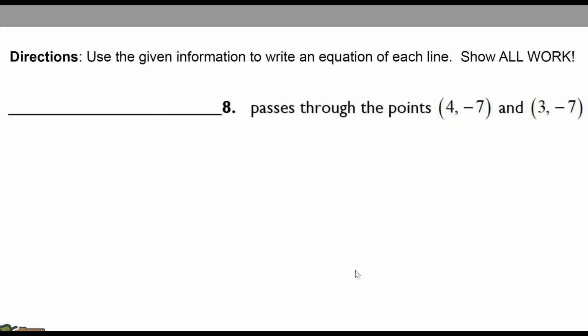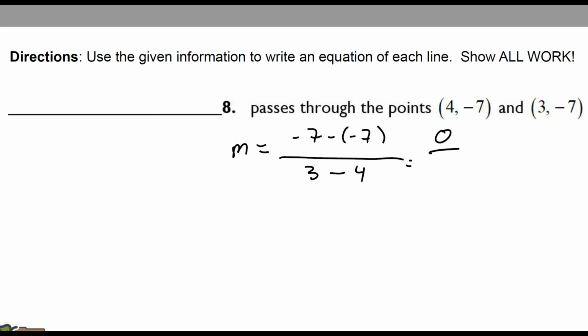One more, hopefully you're thinking about trying some of these on your own. Got to find the slope first. You'll notice that negative 7 minus negative 7 is 0 over negative 1. Something we didn't do great on the quiz. 0 divided by any number besides itself is 0.